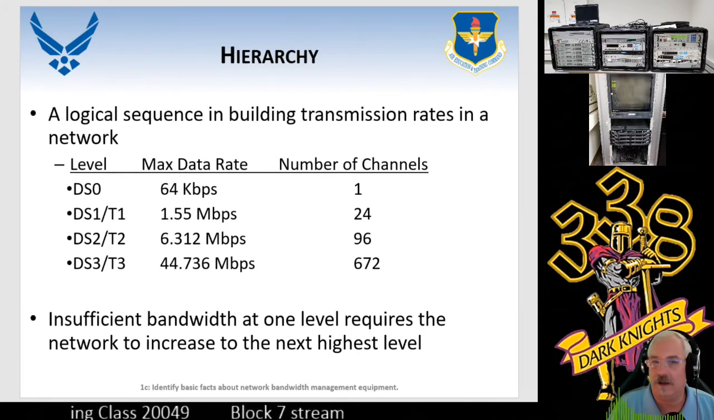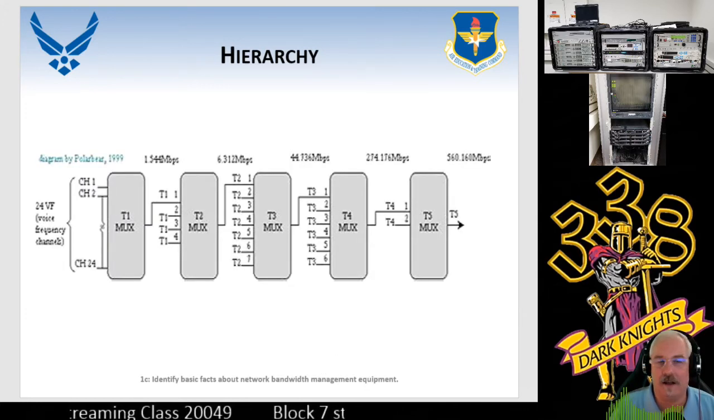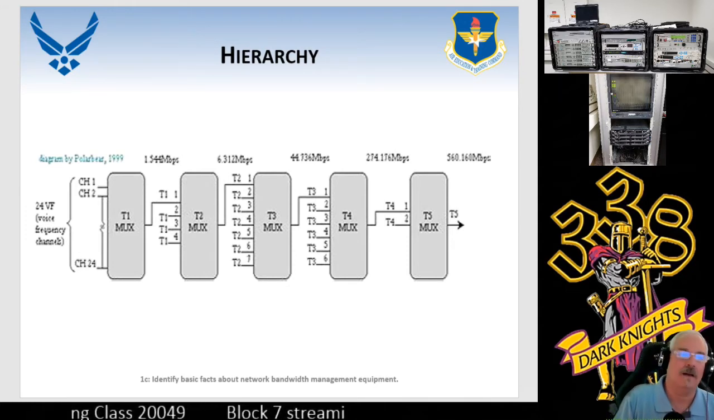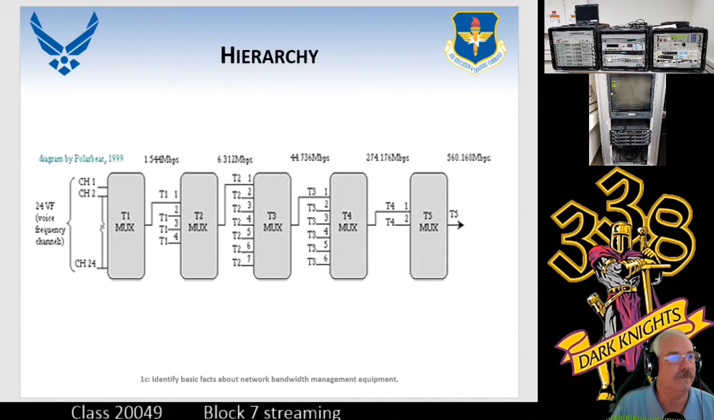DS2, this one gives you 6.312 megabits per second, and it gives you 96 channels. And a T3 gives you 672. Just remember, if you need more bandwidth, you got to add to this hierarchy. Let's take a look at a better picture. Hopefully you can see this. I did my best to clean it up.